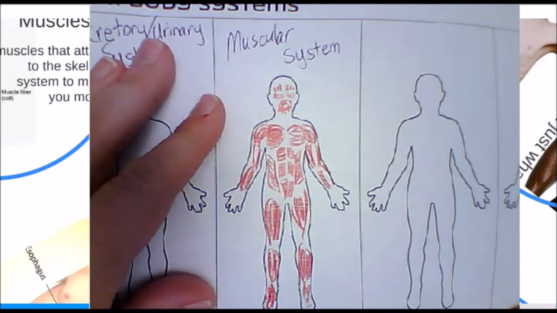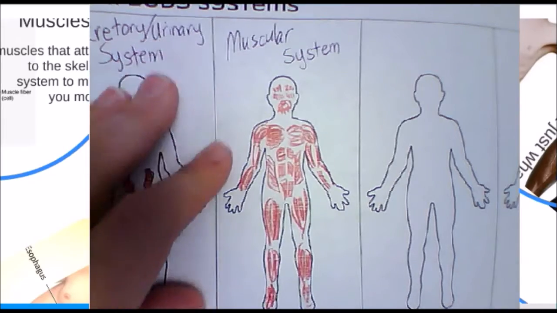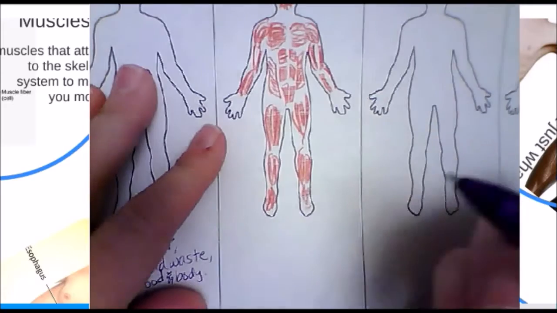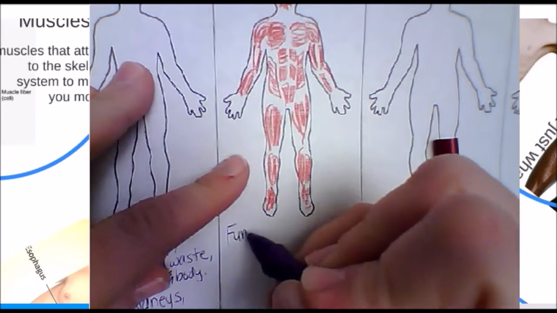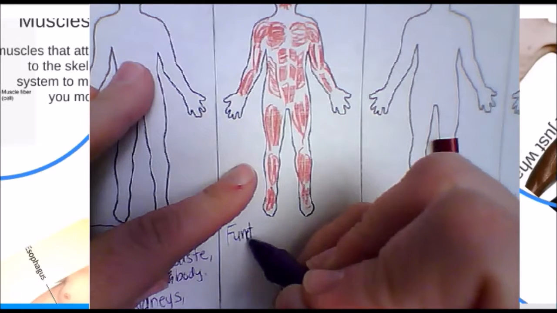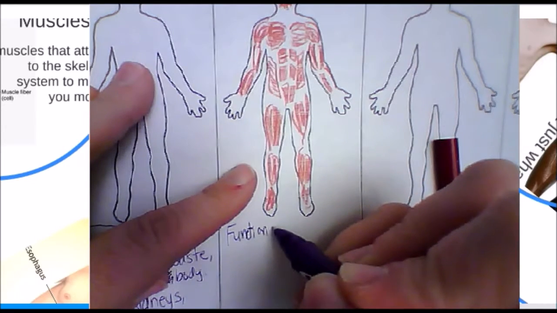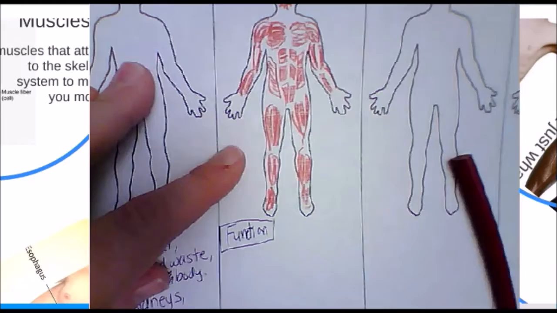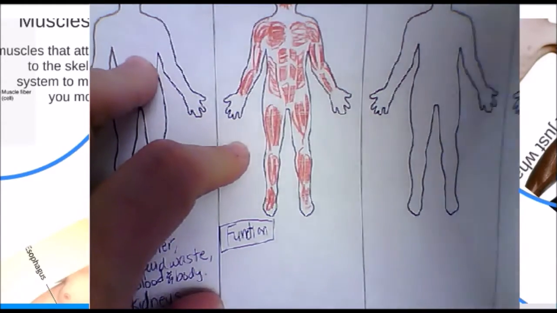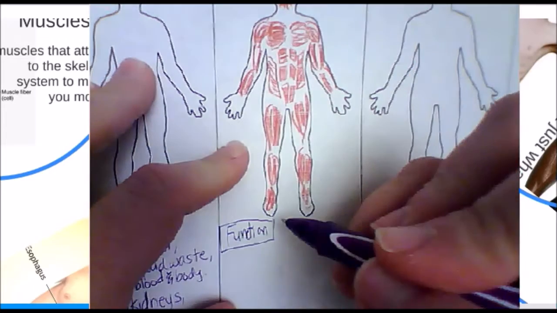F-U-N-C-T-I-O-N. You shouldn't try to talk and spell at the same time. So function. Our function here for the muscular system is going to be that it supports the body. So that would specifically be our skeletal muscles. And then it also allows for movement.